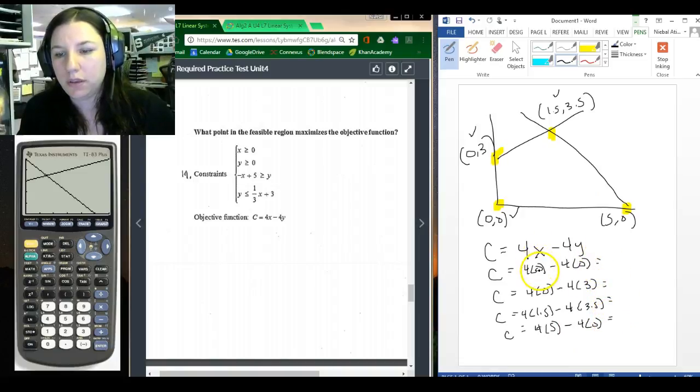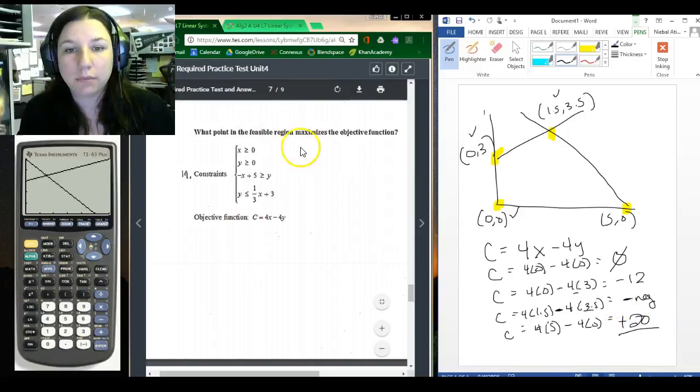Okay, this one's going to be 0 minus 0, which is 0. Here we're going to have 0 minus 12. This one, even if you do the math, this is the bigger number, so it's going to be minus something bigger. So this one also is going to give you a negative answer. And this one's going to be 20 minus 0, which is a positive 20. We were looking for the maximum in this case.